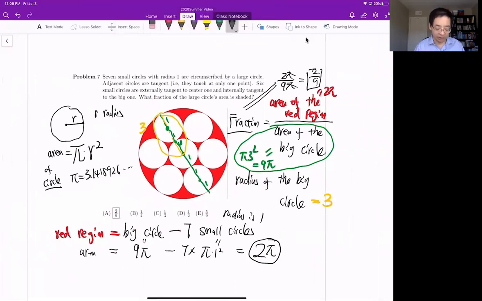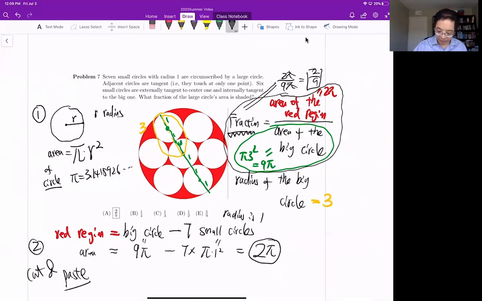So what is the key point? The key point is number one, you should know how to calculate the area of a circle, pi times r squared. And number two, which is basically cut and paste. How do we calculate the area of this irregular shape? We just put it back. We say this irregular shape plus the 7 small circles is the total circle, so it's the bigger circle minus the small circles. And then, of course, we need to know what a fraction means. Fraction is the area of the red one divided by the area of the bigger one. So you get 2 pi over 9 pi, so that's 2 over 9.